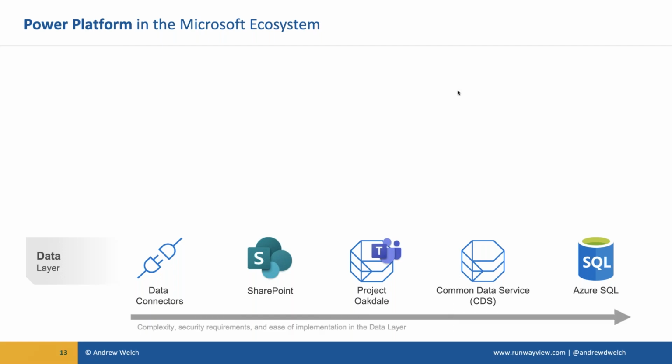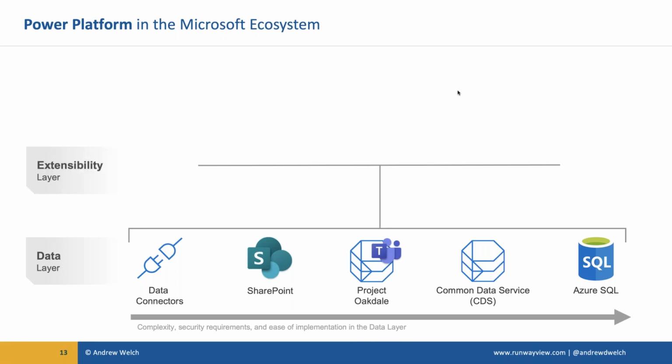And as we move from left to right along the spectrum, generally we're introducing additional complexity, but also additional capability. So that's not absolute here, but that's a good way to think about it, to think about on the scale of data sources. So next we go up to this extensibility layer. This is really what Power Platform is.